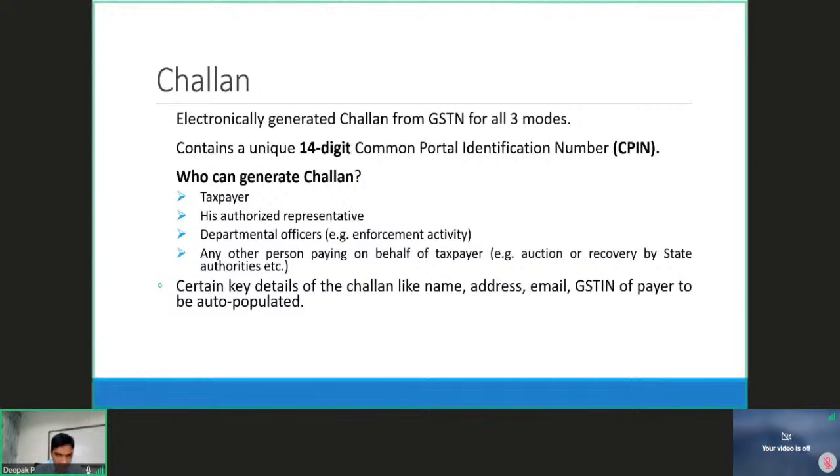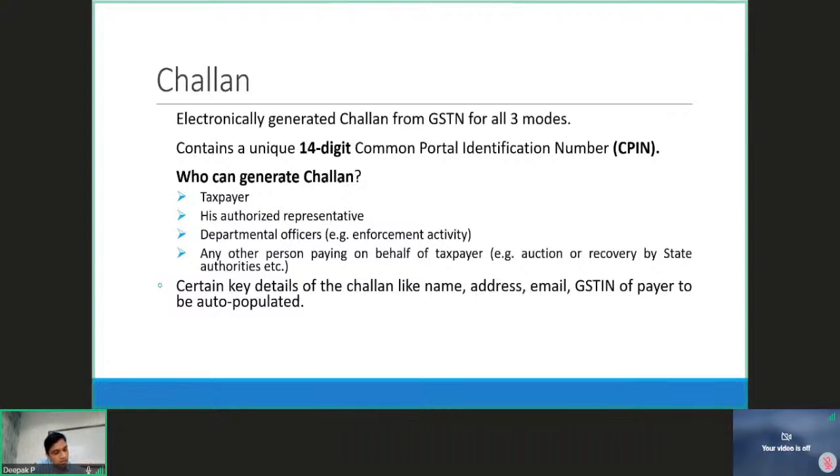Who can generate this challan? I as a taxpayer can generate this challan. My authorized representative, who is a GST practitioner, is my representative. He can generate the challan with my GST number. Once he logs in, he has the option to select my GST number and generate the challan. Departmental officers during enforcement activity can generate the challan; they have the authorization. So your portal is available to very few people: you, your authorized representative, the departmental officer, or any other person on behalf of the taxpayer, that is, in case of an auction or recovery by the state authorities.